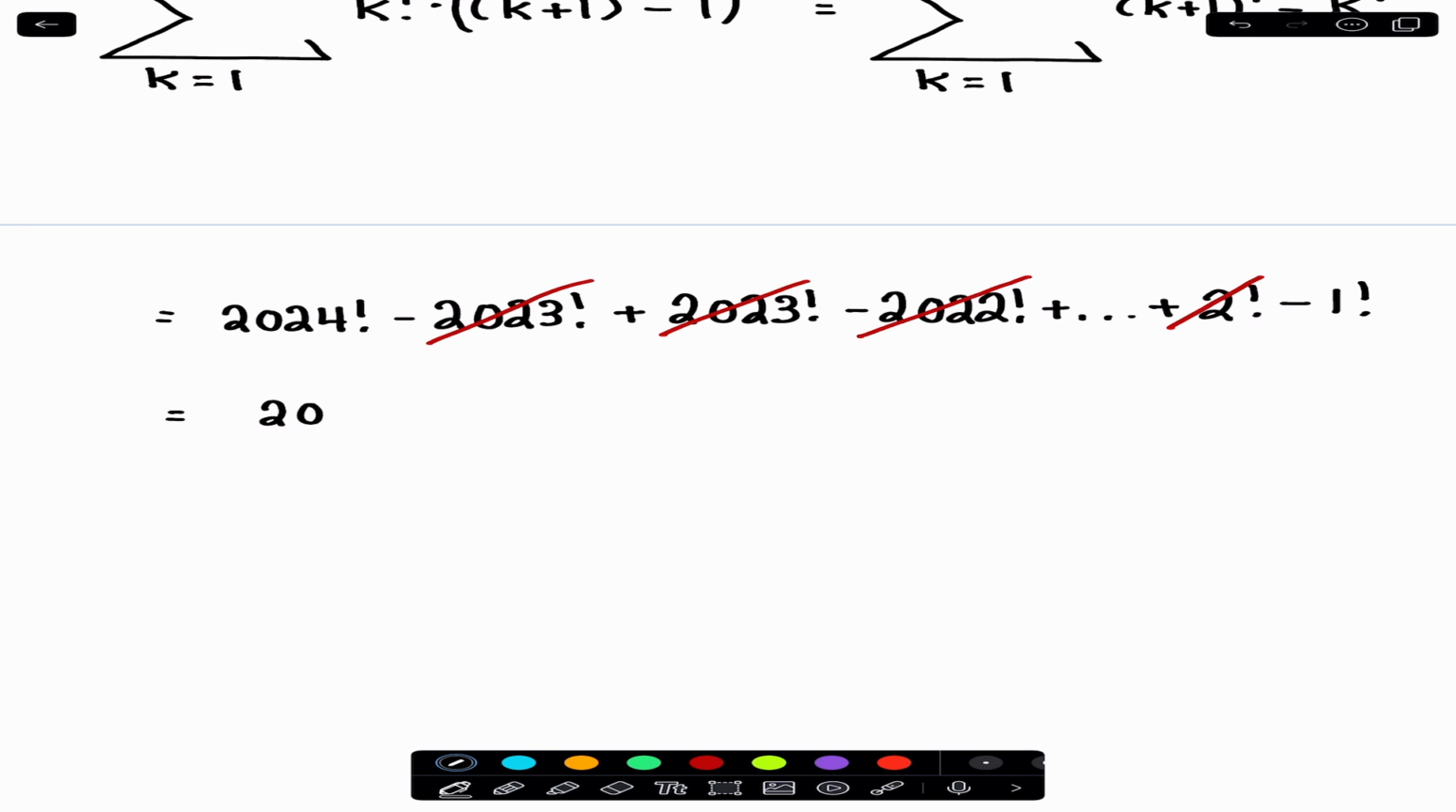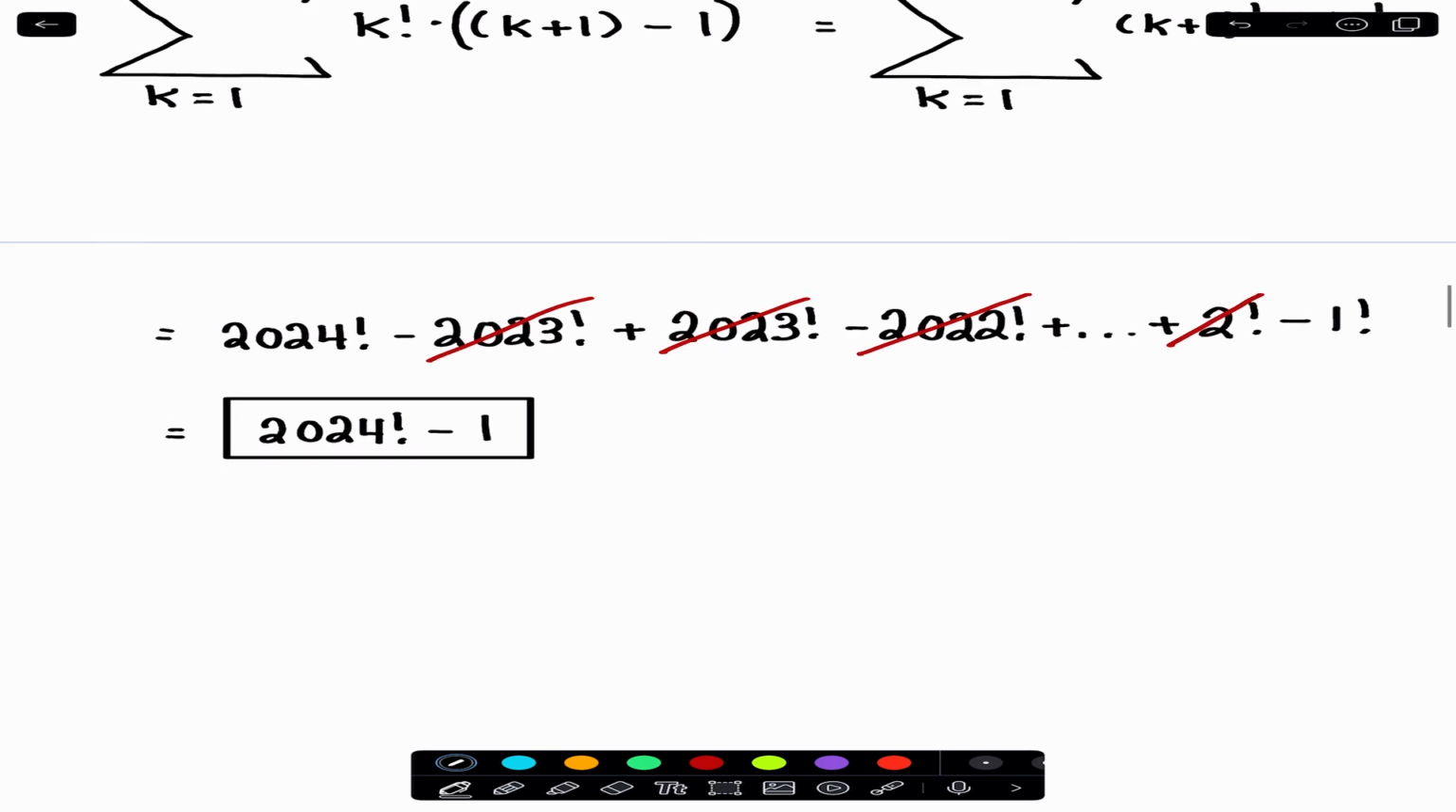It is just 2024 factorial minus, well, 1 factorial is 1. So we're just going to leave it like this. And that's good enough for me because 2024 factorial does not have to be written out. Okay, it's way too big. So that's good enough.